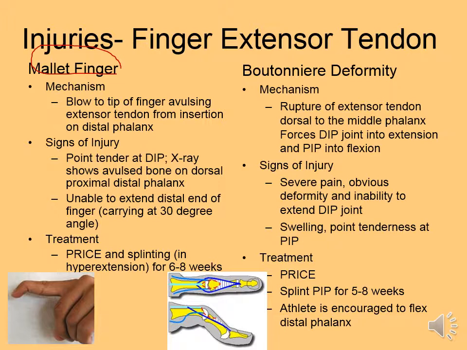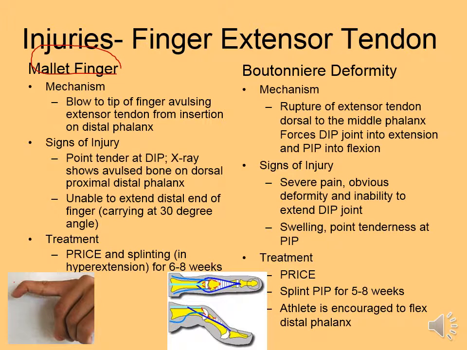This happens when somebody gets a blow to the tip of the finger, and then the tendon that's supposed to attach here kind of under the base of the nail gets pulled off. So you have a little avulsion where that tendon gets pulled off from the bone and is no longer attached.